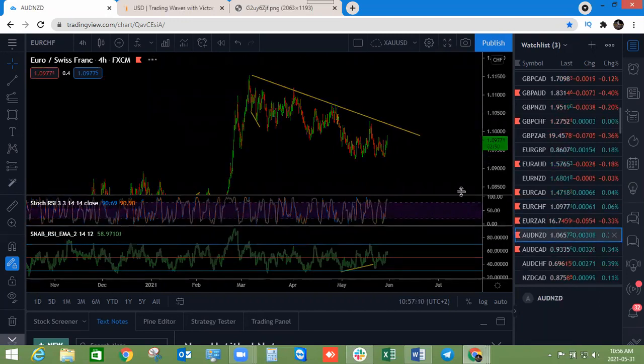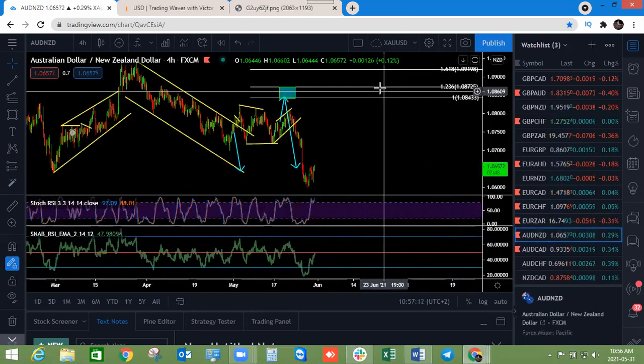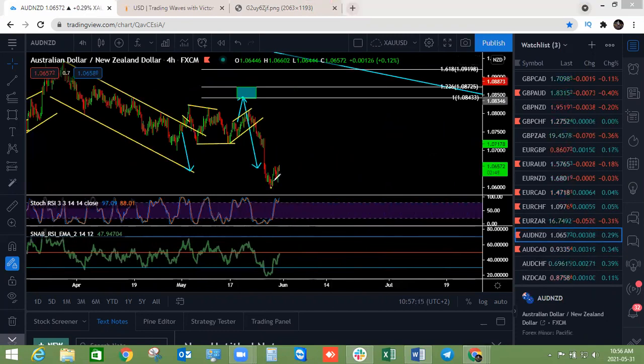Aussie New Zealand, this is just a bounce. This will continue to the downside. That is a setup for continuation. 1, 2, 3, look for this to continue lower. This will continue lower. That is Aussie.